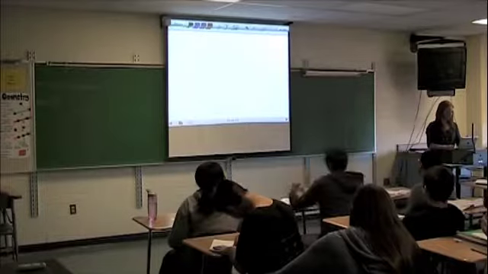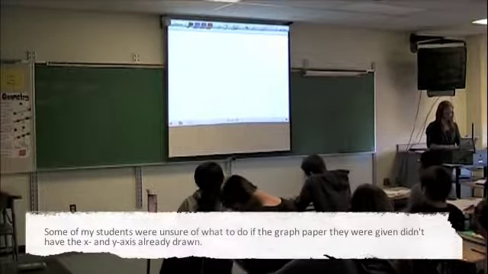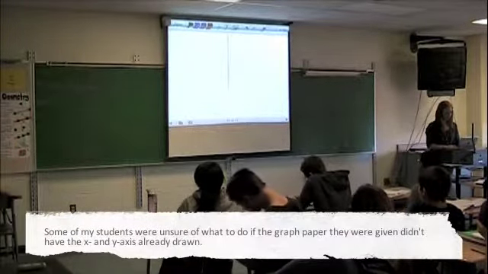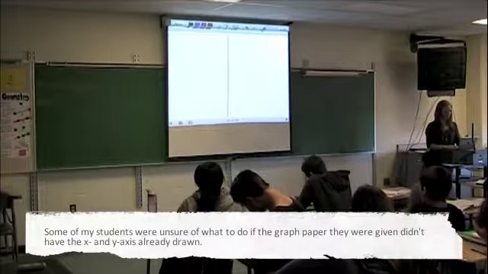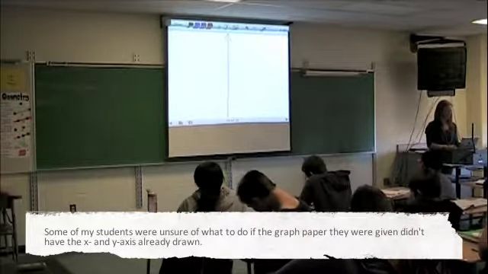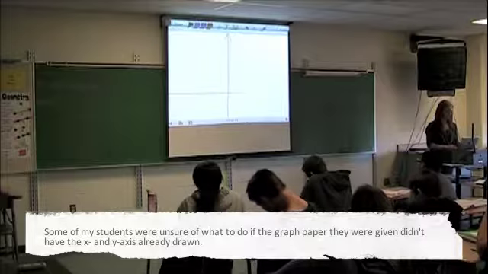I'm going to draw my x and y axis here. Again, if you're given graph paper without any lines, without the x and y axis, draw them in. I'm going to choose to draw like this because I know I have to go up kind of far.